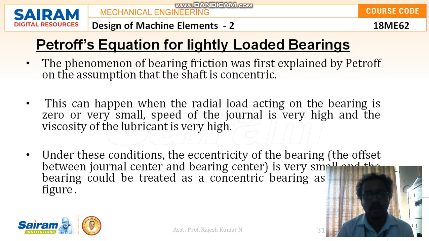The phenomenon of bearing friction was first explained by Petrov on the assumption that the shaft is concentric. I think you are all aware of the meaning of concentric. This can happen when the radial load acting on the bearing is 0 or very small, the speed of the journal is very high, and the viscosity of the lubricant is very high. Under these conditions, the eccentricity of the bearing, that is the offset between the journal center and the bearing center, is very small, and the bearing would be treated as a concentric bearing, as shown in the sketch.